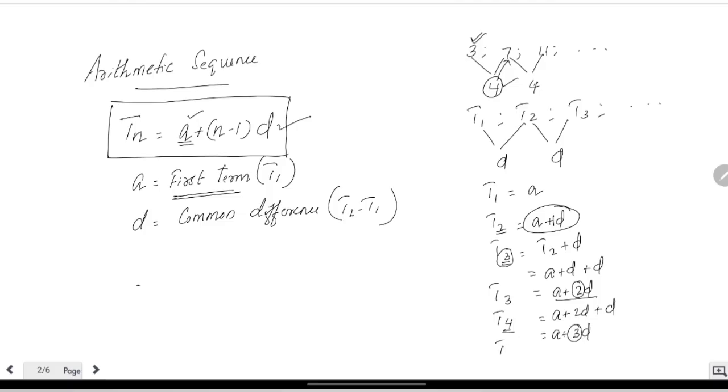So in general, for Tn we can write A plus, this number is going to be whatever is here minus 1, that is n minus 1 D. So that's how we can derive the formula. Tn is equal to A plus n minus 1 D. I'm just showing this one for your knowledge. So this formula is very important. Tn is equal to A plus n minus 1 D. Clear? A and D are very important. A is the first term and D is the common difference. Alright, now just do a few questions using this formula, then we are done with this.